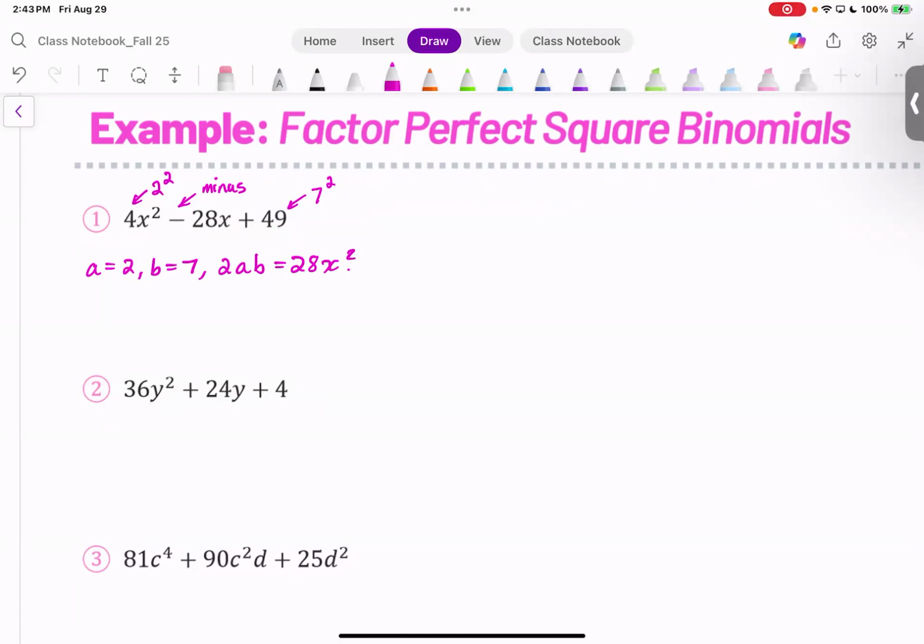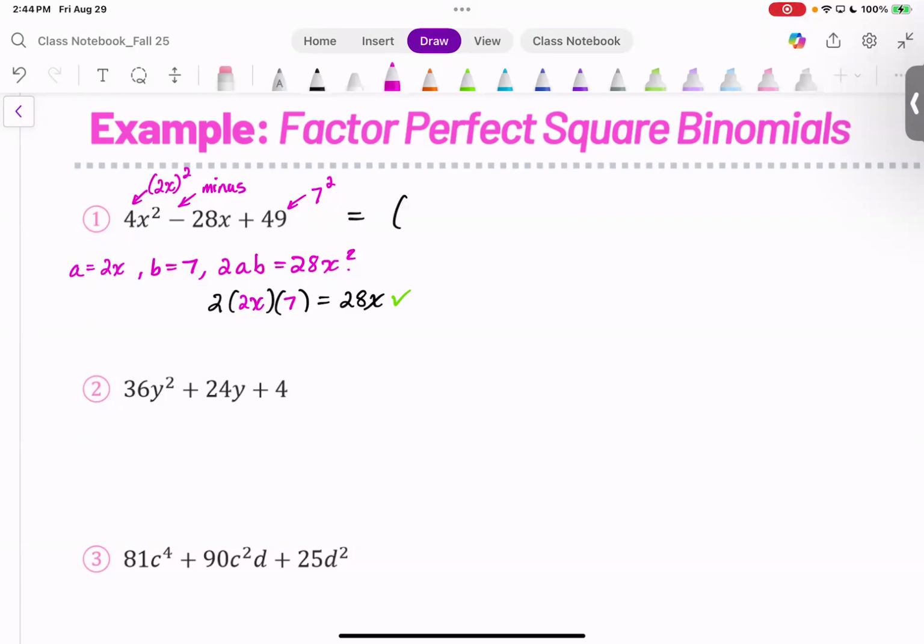So what I'm going to do is say 2 times, 2x, sorry. So 2 times 2x times 7. That does in fact equal 28x, which means I can use my perfect square binomial formula.